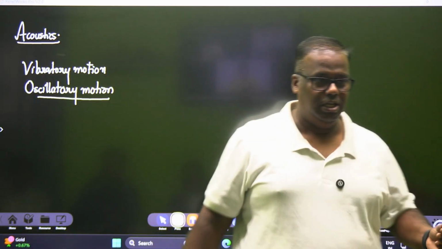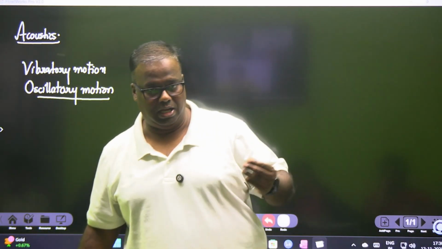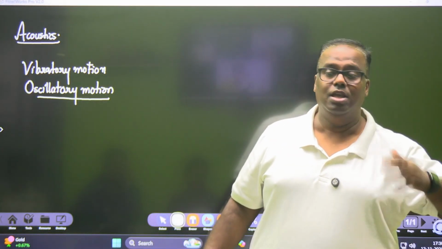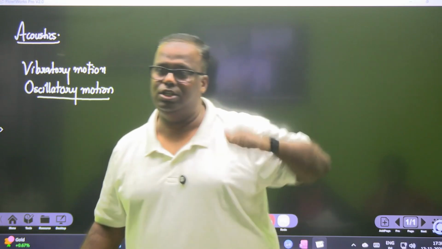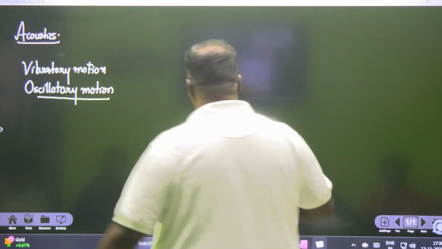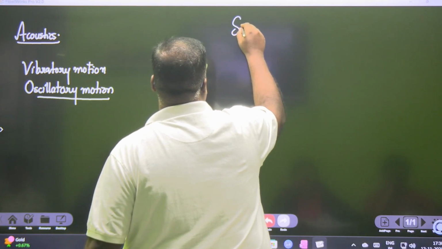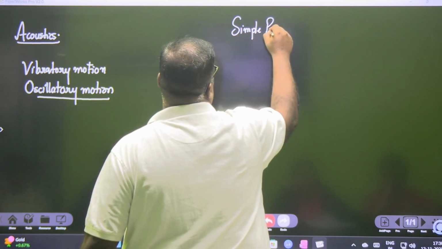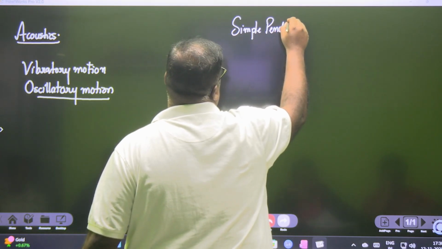So let's first understand the meaning of the word oscillation. A body is said to oscillate if it makes a motion to and fro across a central position of it. The best way to understand oscillatory motion is the motion of a simple pendulum. So today we will devote a lot of time to the simple pendulum, because this is the basics of understanding vibratory, or what we call oscillatory motion.